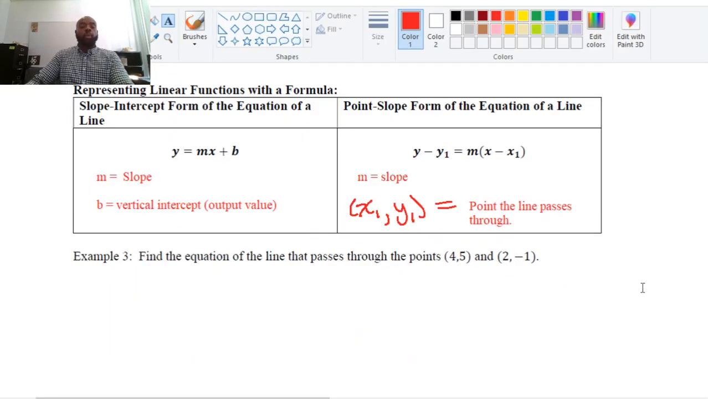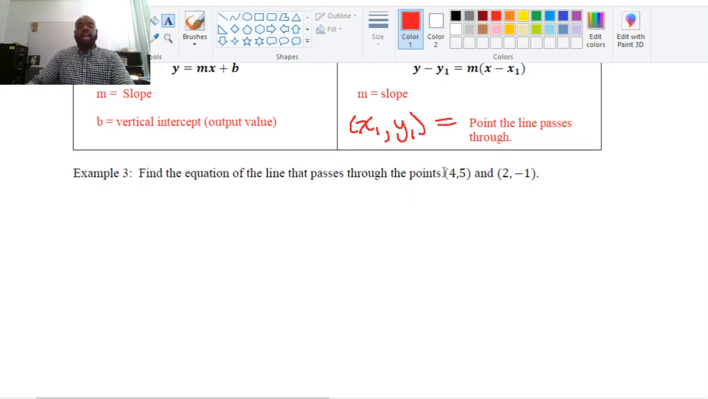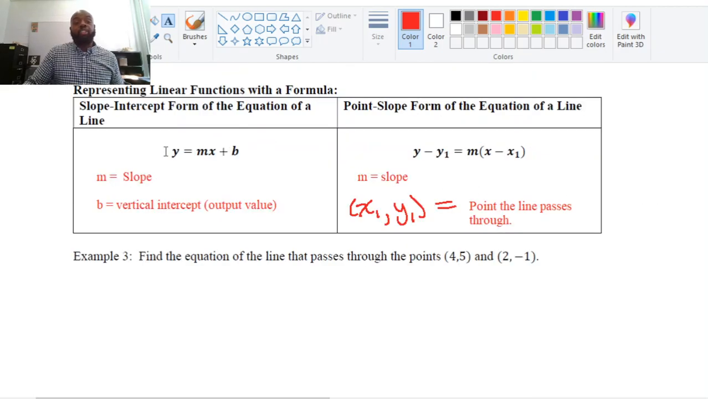Okay? And so what we're going to do here is find the equation of this line, and then we're going to get to an application problem where we start to do some interpretations. So find the equation of the line that passes through the points (4, 5) and (2, -1). Now, I have two equations of a line here, and in both of those equations, I need to find the slope because that's m in the formula. This formula has an m right here. This one has an m right here, right?